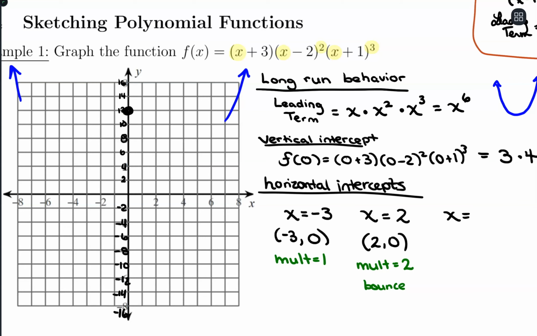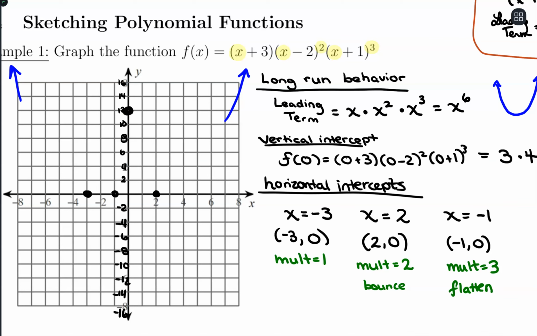And then x plus 1 cubed, so that x plus 1 means that we'll have x equals -1. So we're getting a coordinate -1, 0. And this has a multiplicity of 3, which means we're going to flatten across that point there. Okay, so I'm going to graph these 3 coordinates. We have -3, 0, we have +2, 0, and we have -1, 0.